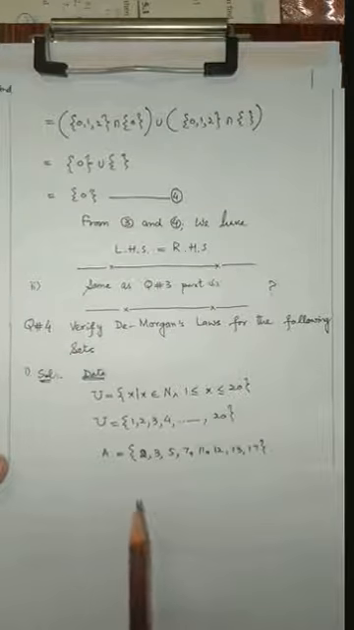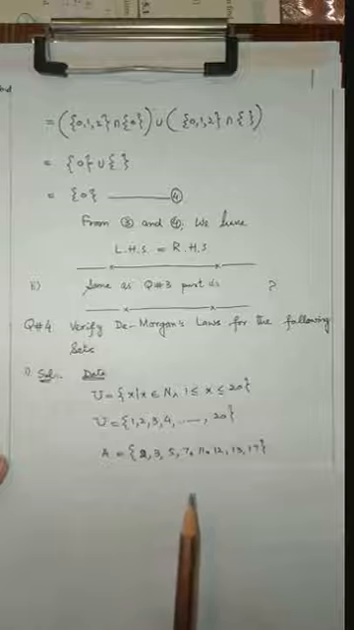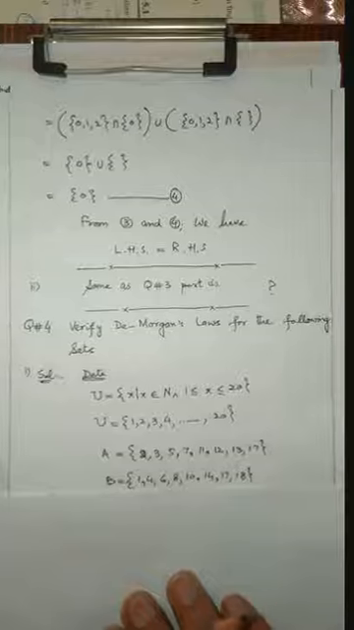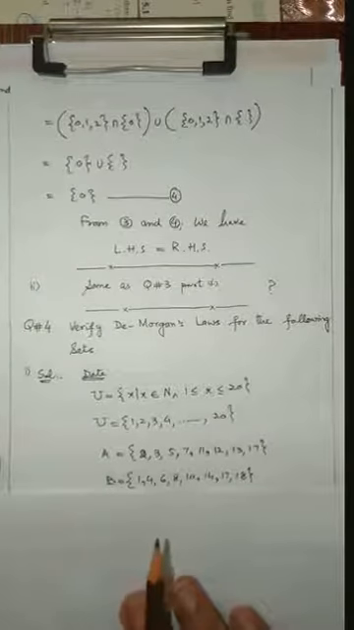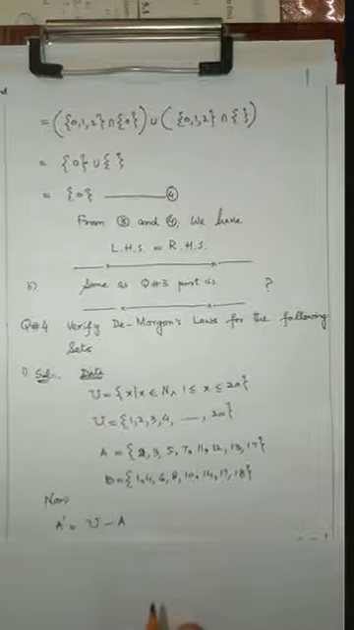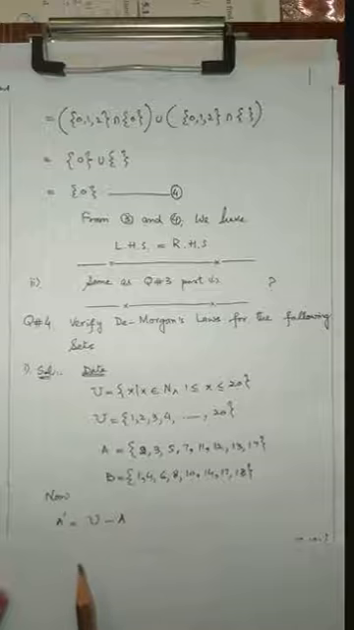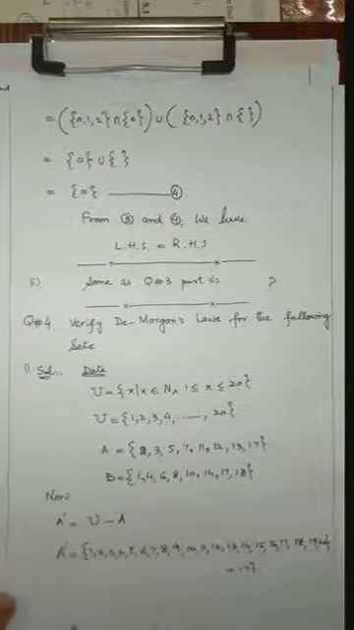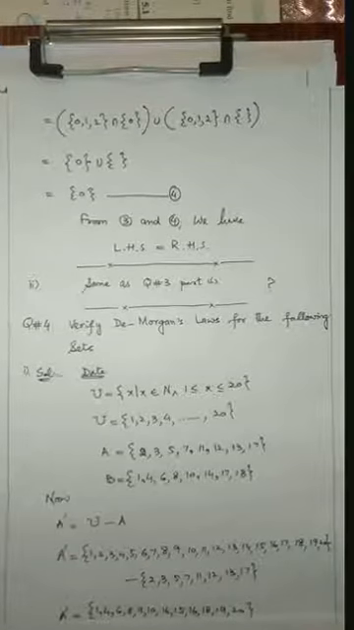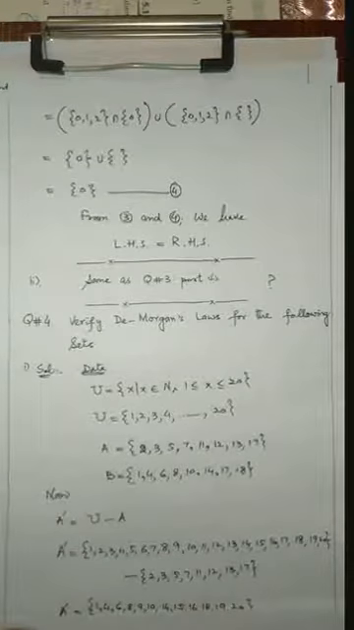Then set A is given which is equal to 2, 3, 5, 7, 11, 12, 13, 17, and set B is given which is equal to 1, 4, 6, 8, 10, 14, 17, 18. Now, first of all, we will find A complement and B complement. For A complement, this is equal to universal set minus A. So putting their value, universal set as it is, then difference, then set A. Taking the difference between these two sets, the answer is 1, 4, 6, 8, 9, 10, 14, 15, 16, 18, 19, and 20.